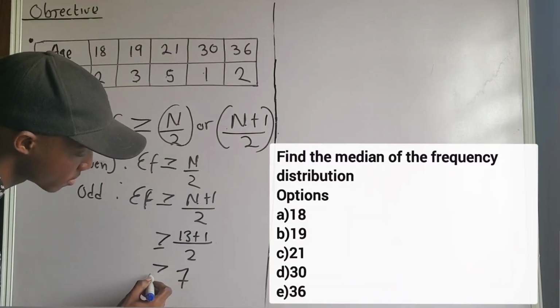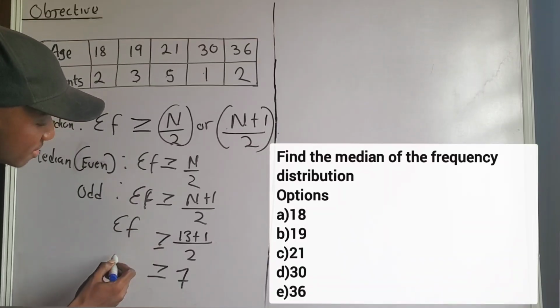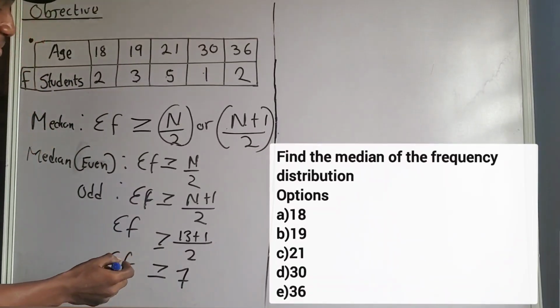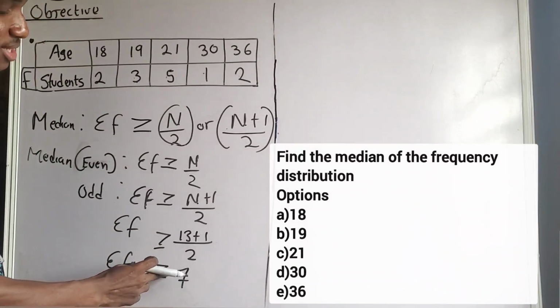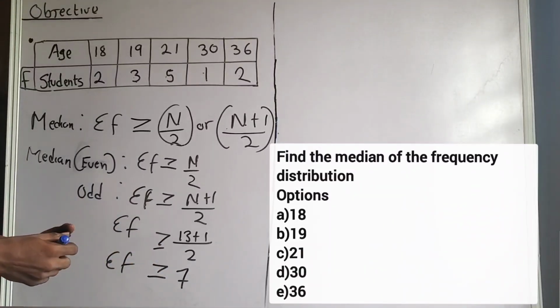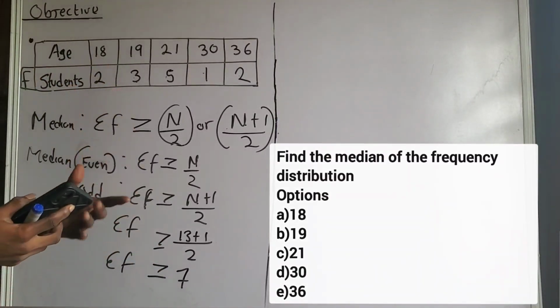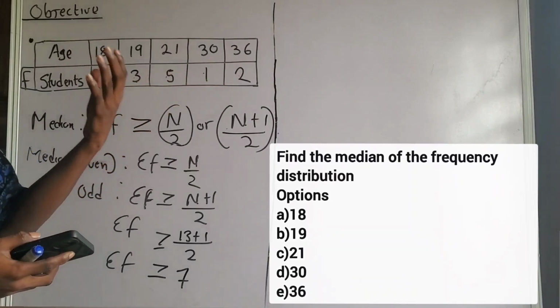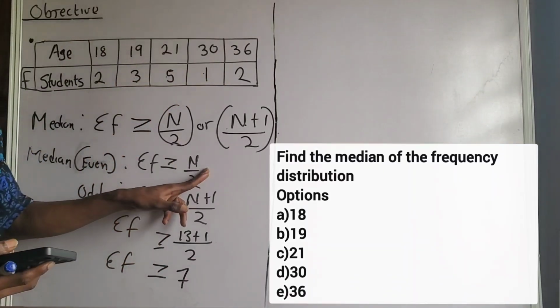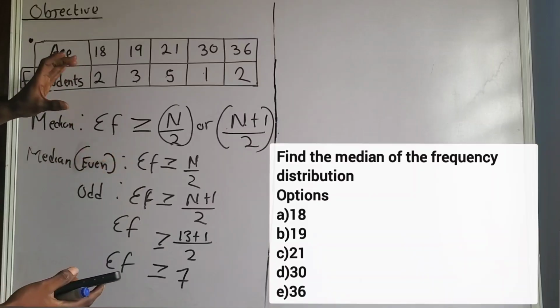So the median would be where summation f is greater than or equal to 7. If the frequency is even, let's say by the time I sum all these numbers together, I got maybe 10, I'm going to use this other formula. So let us look.